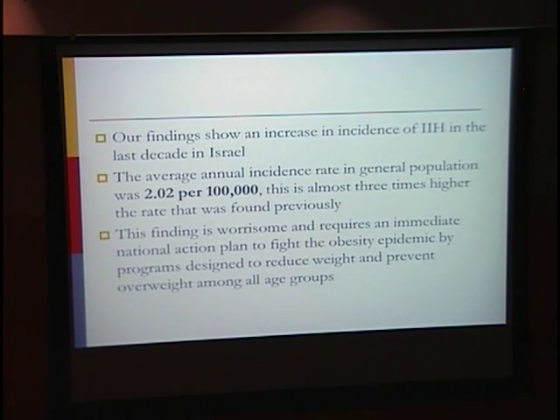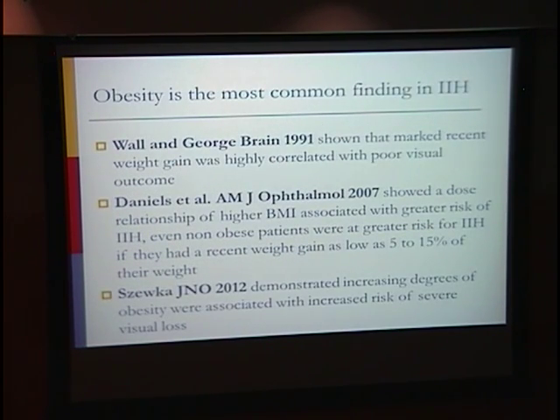This finding is worrying and requires immediate national action, a plan to fight the obesity epidemic, to reduce weight and prevent overweight among, of course, all age groups. Obesity, as all of you know, is the most common finding in IIH. Over 90% of the women are obese. It's not that someone tells her that she is obese. They are really obese, the BMI is over 30, 35, or even more. It is known that weight gain was highly correlated with poor visual outcome in these patients, and the increased degree of obesity was associated with increased risk of severe visual loss. So obesity plays a big role here.